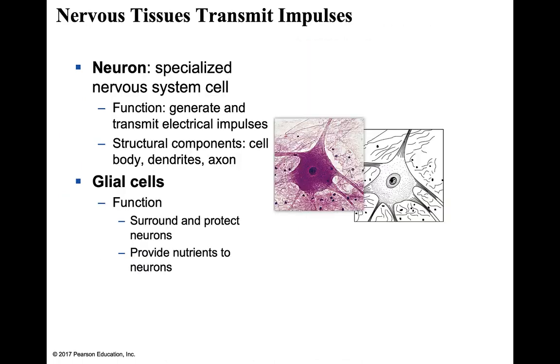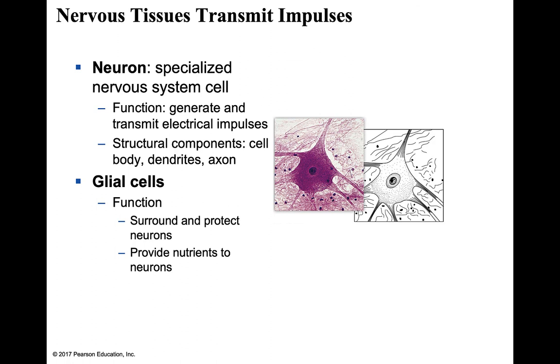Now, nervous tissue is specialized, and there's two different types. We have the neurons, and those are actually the cells that are responsible for communication. So they're going to be generating and transmitting electrical impulses. And the primary components of a neuron are going to be the cell body, dendrites, and the axon. We'll talk about this quite a bit when we move on to chapter 11.